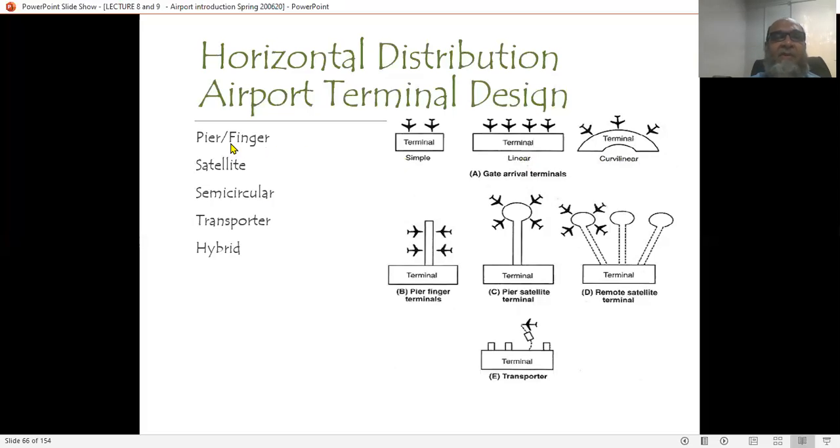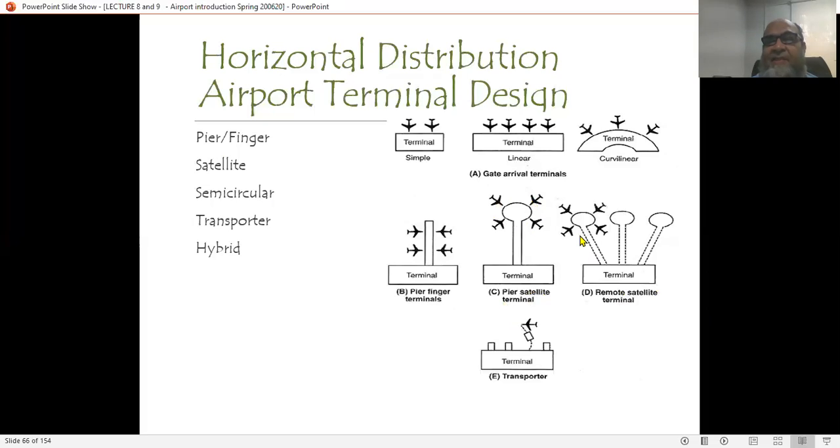Then you have the finger concept, in which you can see there is a terminal building and a building is projected out, and the aircraft are parked on both sides of it. Then there is the pier satellite. This is what Karachi airport is now, as well as Allama Iqbal International Airport. Most of the airports in Pakistan now have this pier satellite terminal concept.